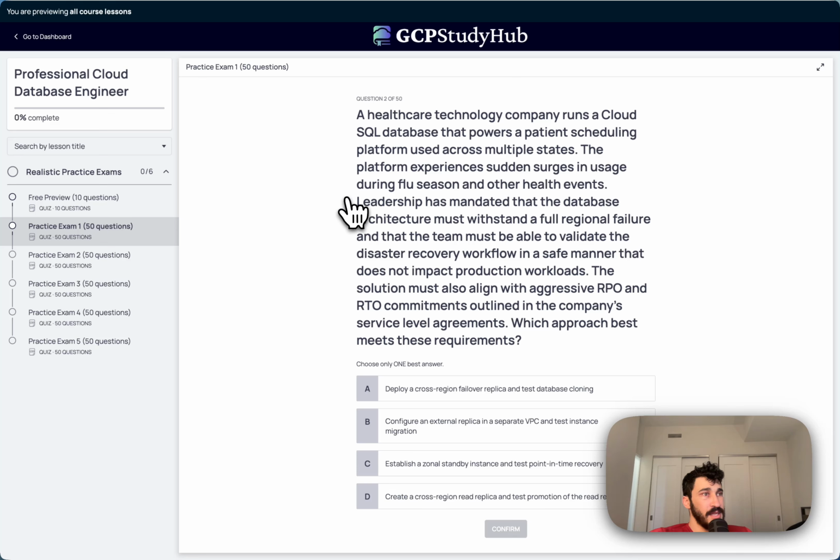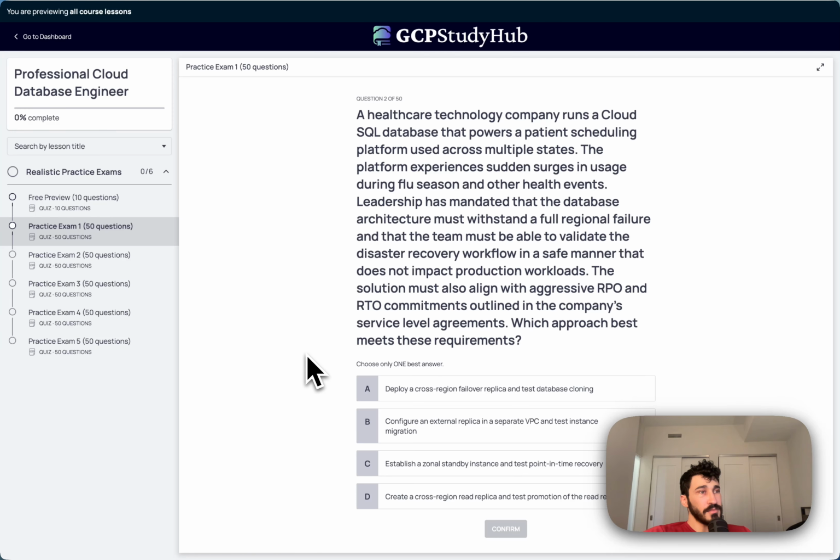Leadership has mandated that the database architecture must withstand a full regional failure and that the team must be able to validate the disaster recovery workflow in a safe manner that does not impact production workloads. The solution must align with aggressive RPO and RTO commitments outlined in the company's service level agreements. Which approach best meets these requirements?